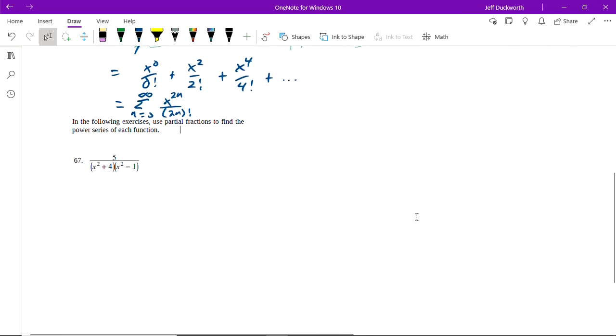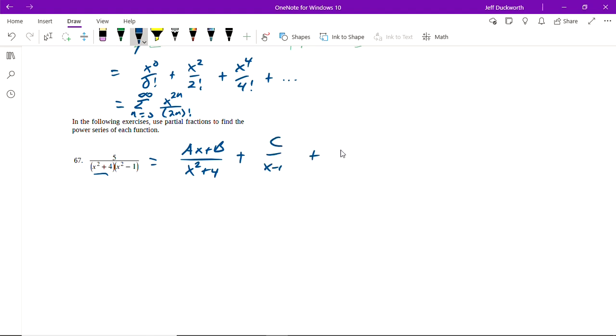Alrighty, so let's see if we can do number 67 here. We've got to go back to partial fractions. So this is going to be of this form. We can't really break up this x squared plus 4, so it's going to be some sort of ax plus b over x squared plus 4. We'll have a linear over a quadratic there. Then x squared minus 1 we can break into x minus 1 and x plus 1. So let's do c over x minus 1, and then we'll use d over x plus 1.